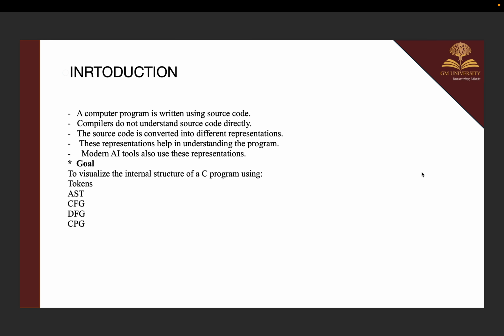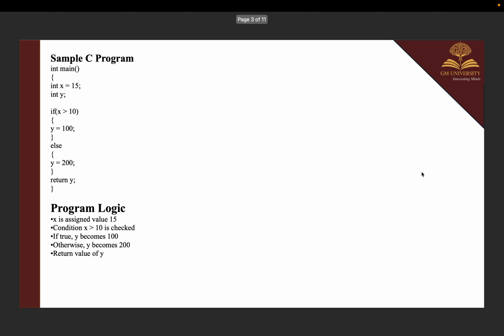So the introduction: a computer program is written using source code, and compilers do not understand source code directly. The source code is converted into different representations. These representations help in understanding the program. Modern AI tools also use these representations. The goal is to visualize the internal structure of a C program using tokens, AST, CFG, DFG and CPG.